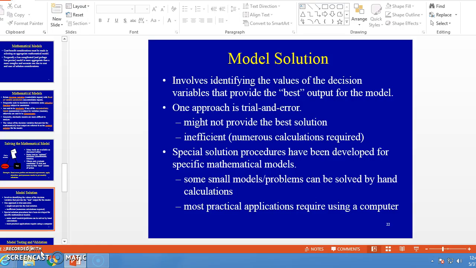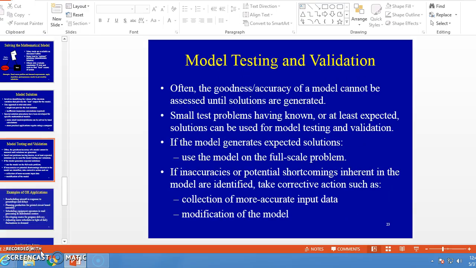Special solution procedures have been developed for specific mathematical models. Some small models or problems can be solved by hand calculation. Most practical applications require using a computer.